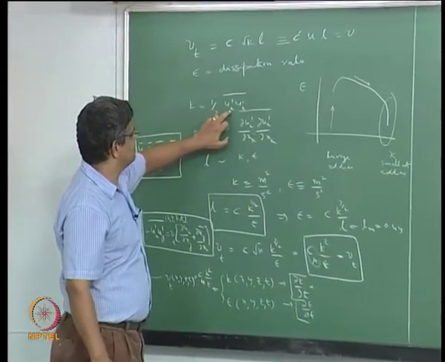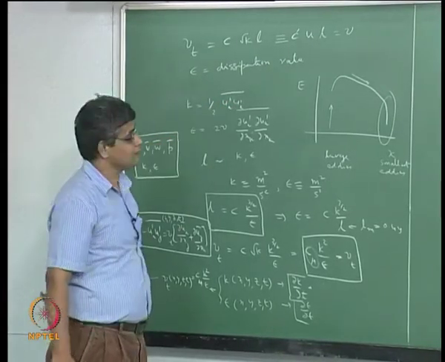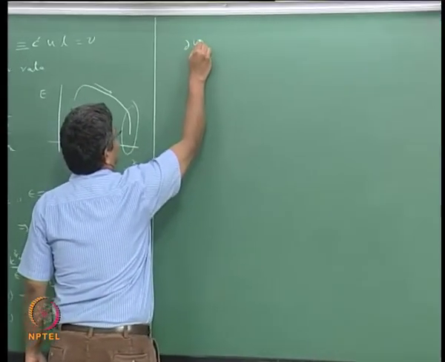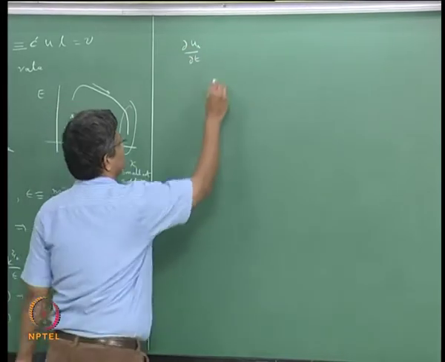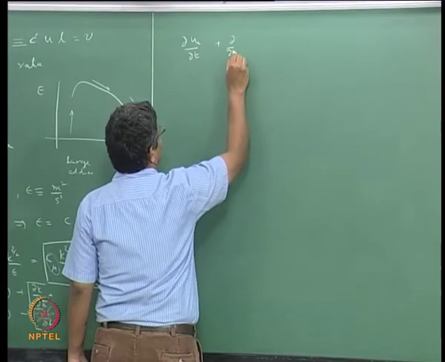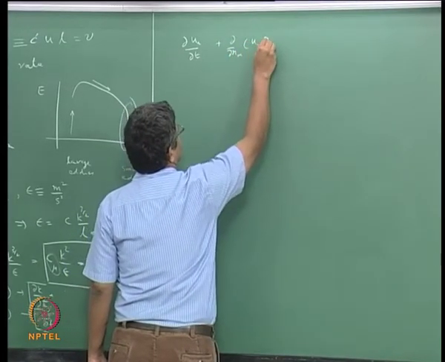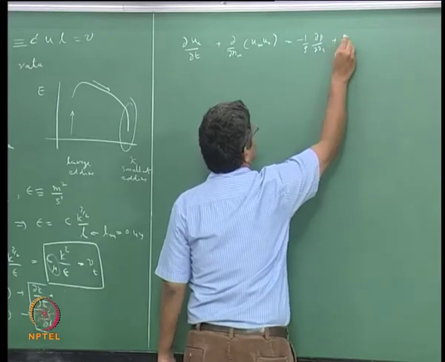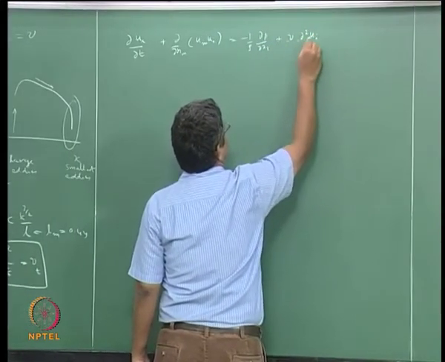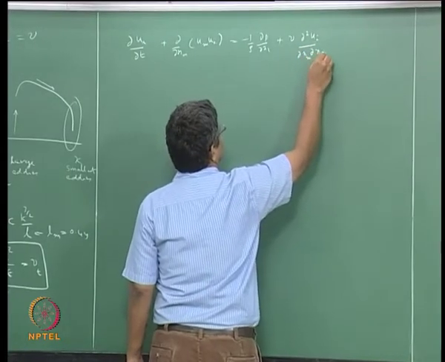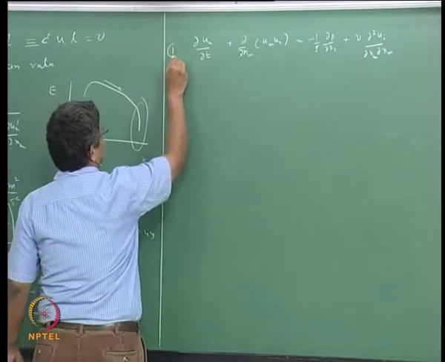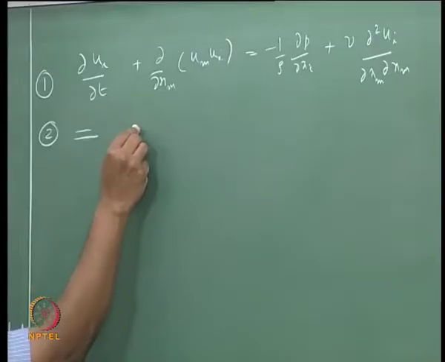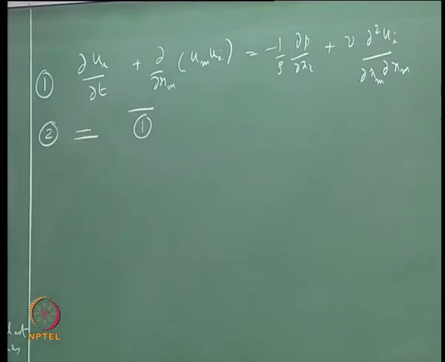We notice that k consists of the product of ui prime and uj prime, and therefore we have written earlier the instantaneous x momentum equation, the ith momentum equation like this. Let us call this equation 1, and then we had derived equation 2, which is the time average of equation 1.